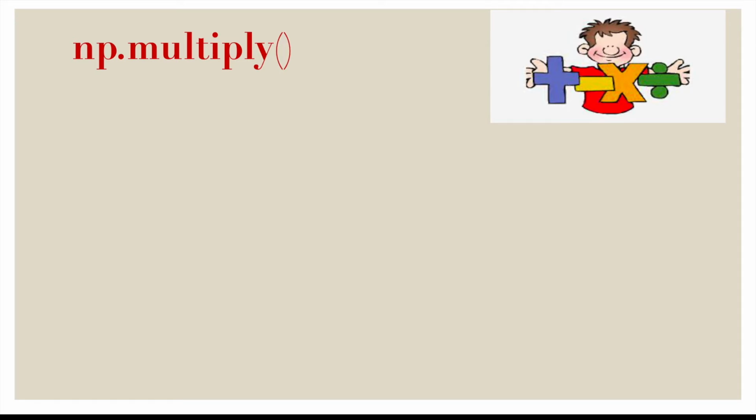Now let's see the multiply function. The multiply function is used when we want to compute the multiplication of two arrays. It returns the product of array1 and array2 element-wise.